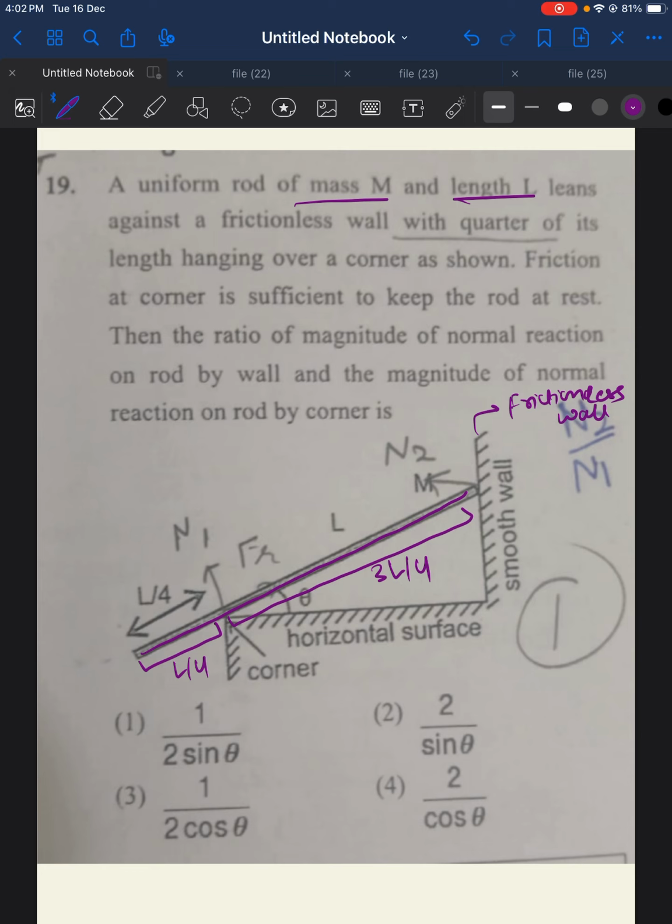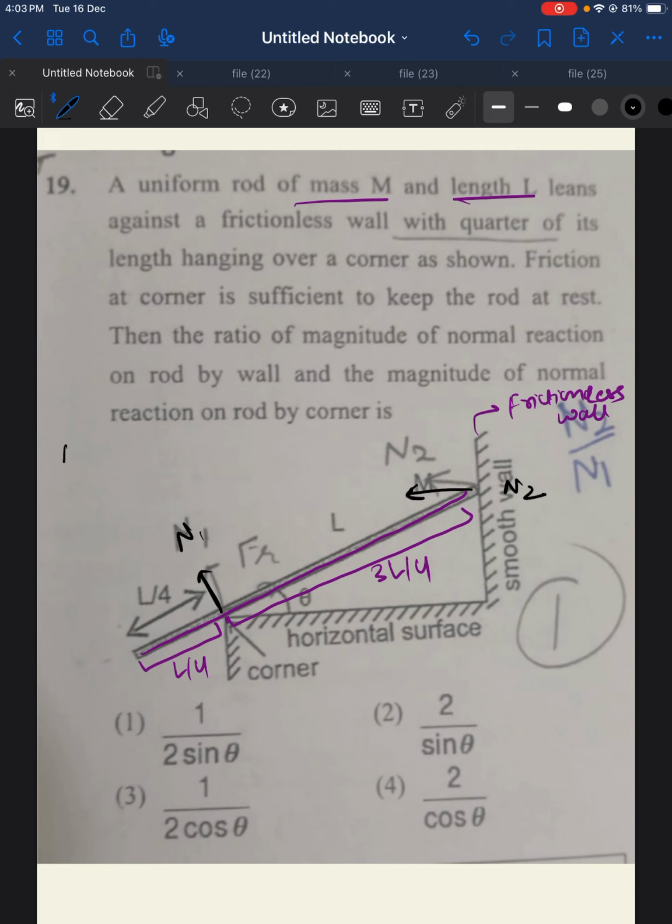Friction at a corner is sufficient to keep the rod at rest, means this corner is providing a friction which is sufficient to keep this rod at rest. Then the ratio of the magnitude of normal reaction on the rod by the wall and the magnitude of normal reaction on the rod by the corner. So for this frictionless wall, the normal reaction will be in this direction. Let us name it N2. And the normal reaction by this corner will be in this direction, N1, which is perpendicular to it, right?